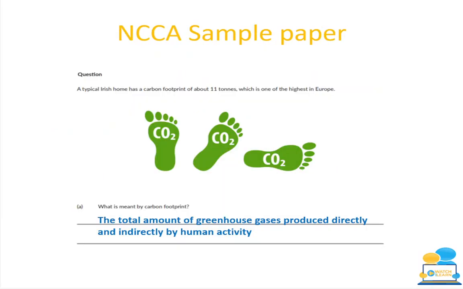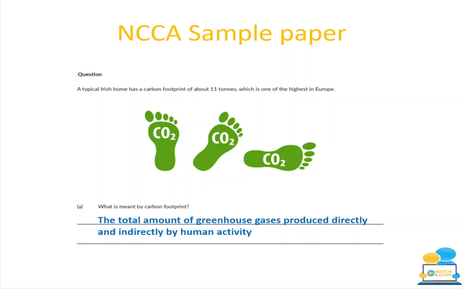So here is an NCCA sample paper question. The question says, a typical Irish home has a carbon footprint of 11 tonnes, which is one of the highest in Europe. And this is huge, so what is meant by carbon footprint? And for this you would just explain what it is.